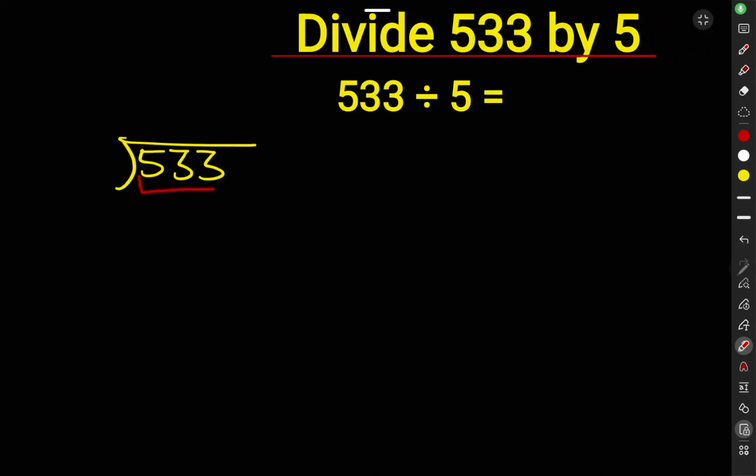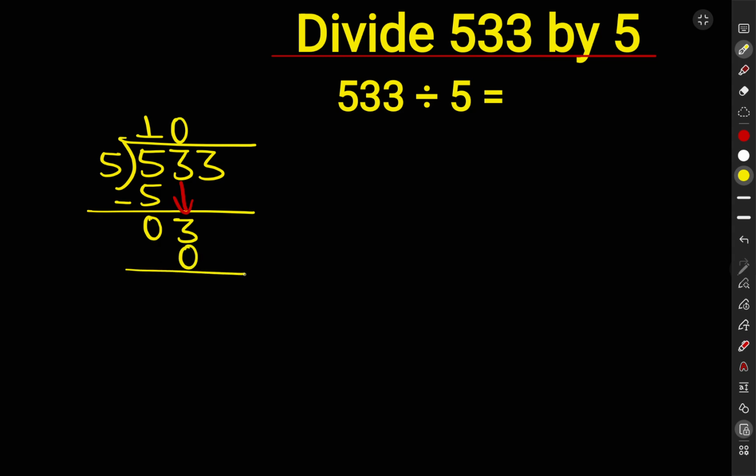Divide 533 by 5 in long division method. 5 times 1 is 5. On subtracting we get 0. So now we put down these 3, and 5 times 0 means 0.